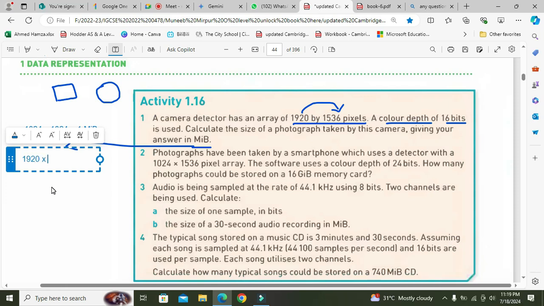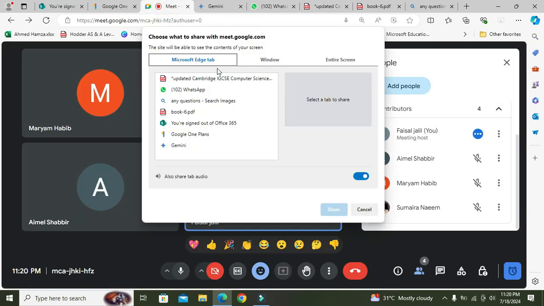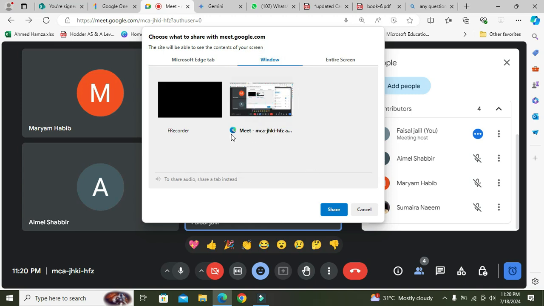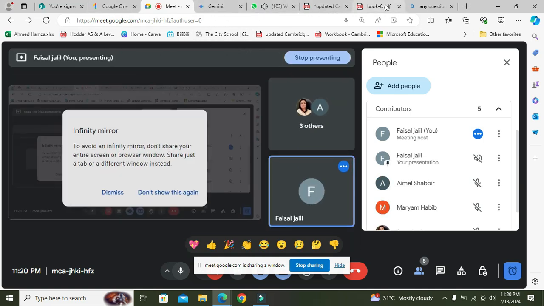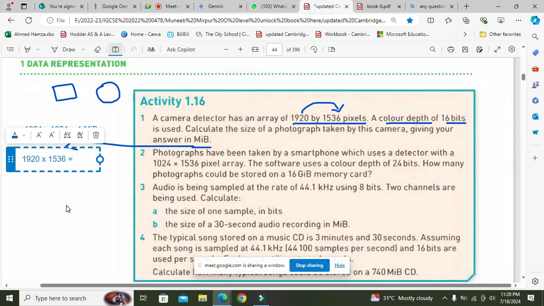If you have a calculator, please multiply this. Sir, multiply by 16, is that the answer? No, I'm just talking about this one, the pixels. 4718592 will come. My screen is visible at your end? No sir. You just hold on. Now tell me, is it visible? Yes sir.